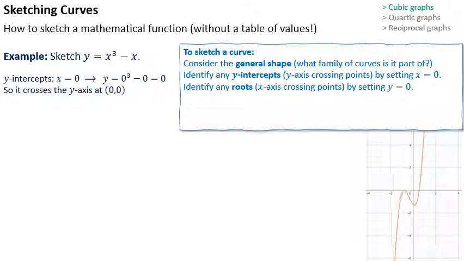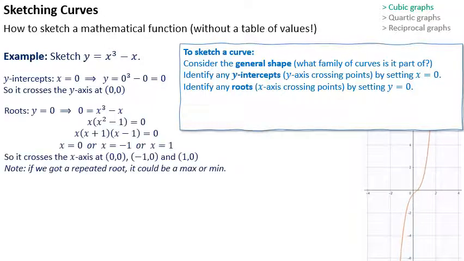The next thing we look for are the x-intercepts, or the roots as we call them. If we set y equal to 0 and we solve the resulting equation, we can find all the values of x for which y is 0. In other words, all the input values we could put into our function which would give us a 0 output value. All the places that the curve crosses the x-axis. So that's what we've done here. We replace y with 0 and we solve.